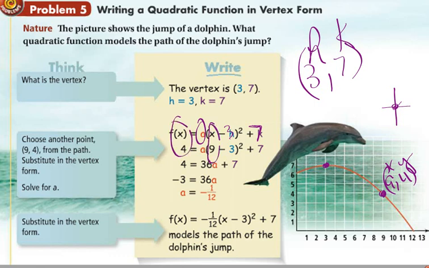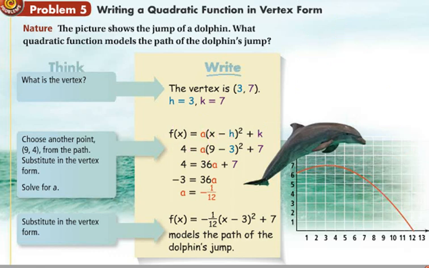Now that they have all those variables plugged in, they can just solve for y. I'm sorry, a. Solve for a. So you get 9 minus 3, which is 6 squared, is 36. So you get 36a plus 7 equals 4. And now you want to subtract 7 from each side. You get negative 3 equals 36a. Divide each side by 36, and you get a is equal to negative 1/12. So now you've got everything you need. You've got your h and your k, and your a value is equal to negative 1/12.